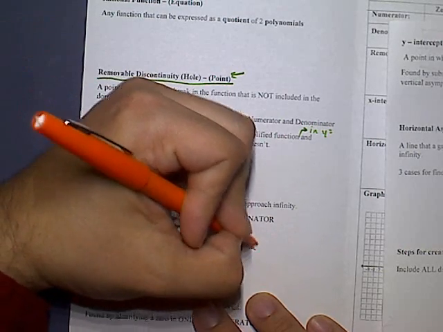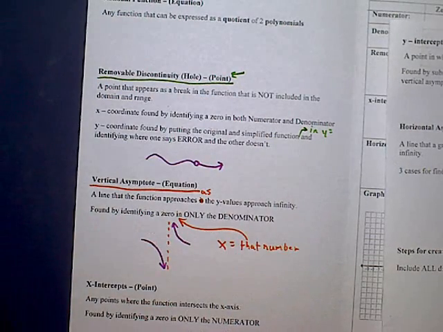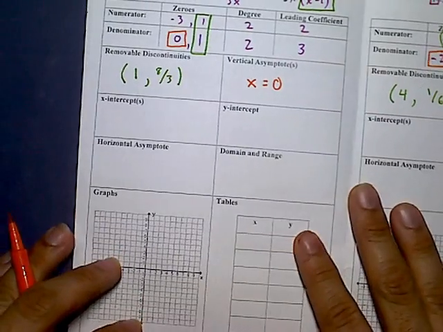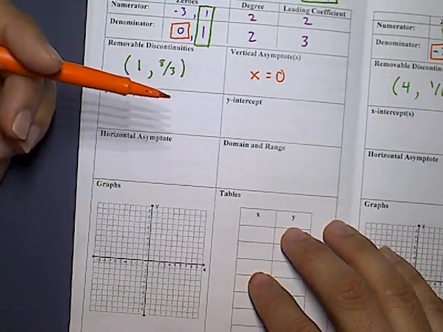that number. Whatever the zero is that appears in only the denominator. Now, while we're at it, I'm going to go ahead and start drawing these so that way we can start sketching our graph and putting it together.